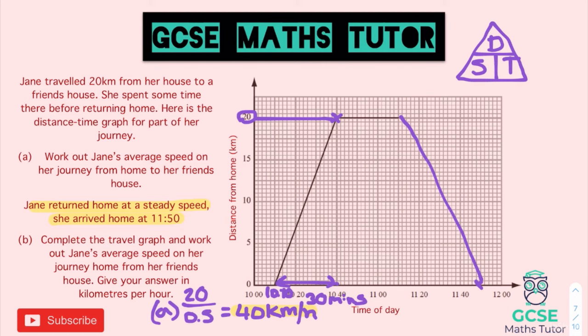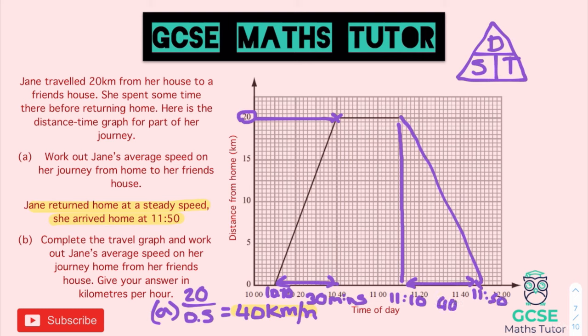So it says complete the travel graph and work out Jane's average speed on her journey home from her friend's house and give it in kilometres per hour. So again, we had a similar process. We needed to work out the time because we already know the distance is 20. If we go down our graph here, you'll see that she leaves her friend's house at 11:10. And she arrived home, as we've been told, at 11:50. So that is going to be a time from 11:10 to 11:50, which again we can label just down here. That is a time of 40 minutes.